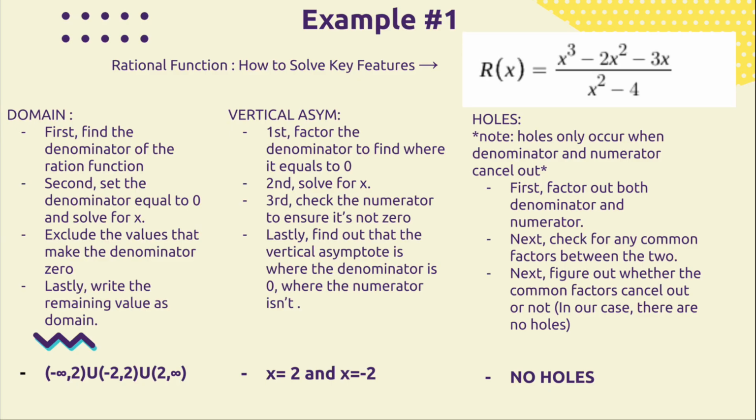And for holes, one thing to note is that holes only occur when the denominator and numerator factors cancel out. So the first thing to figure out the holes is to factor both the numerator and the denominator. Next, check for any common factors between the two. And next, figure out whether the common factors cancel out or not. So in the case of this problem, there are no holes.